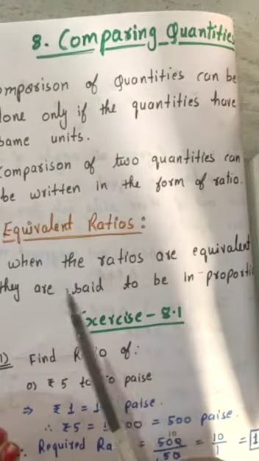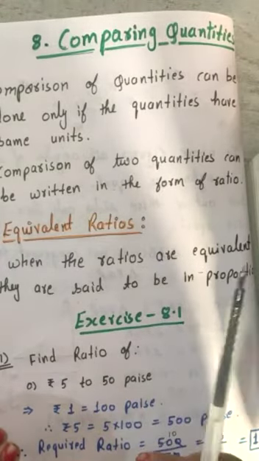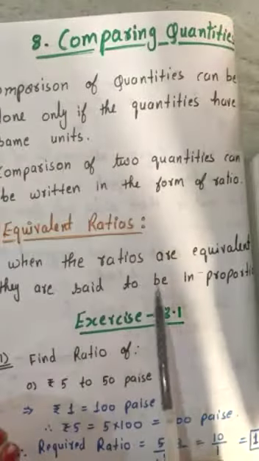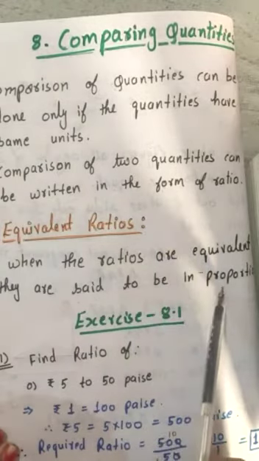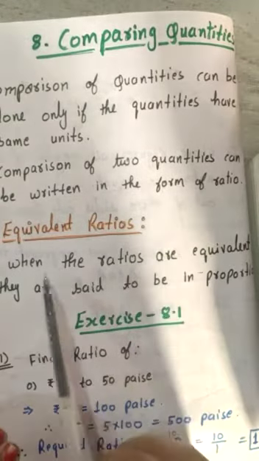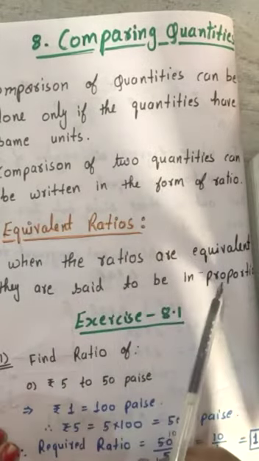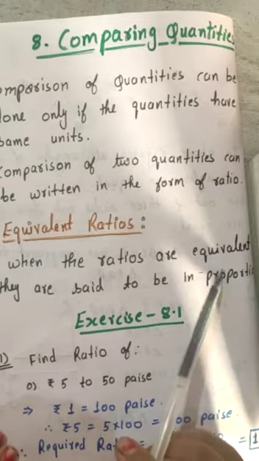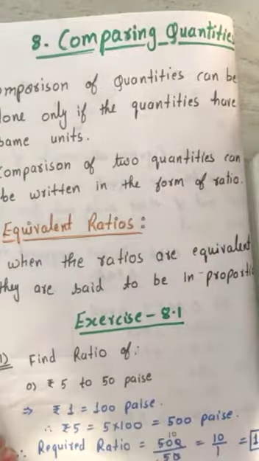A ratio we write for only two values, like 1:2, 3:4. But when two ratios are equivalent and we want to write them together, we say that they are in proportion. I hope all of you have understood what equivalent ratios are and what is meant by a proportion. Then we are going to start Exercise 8.1.